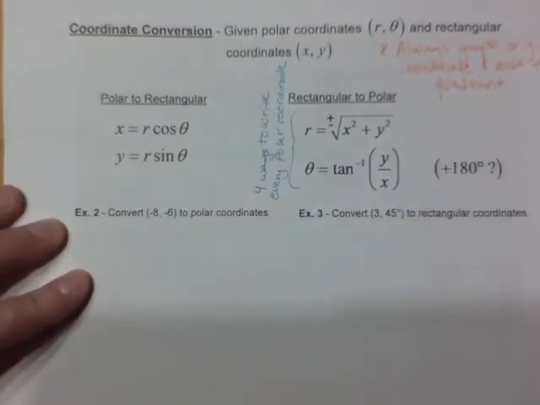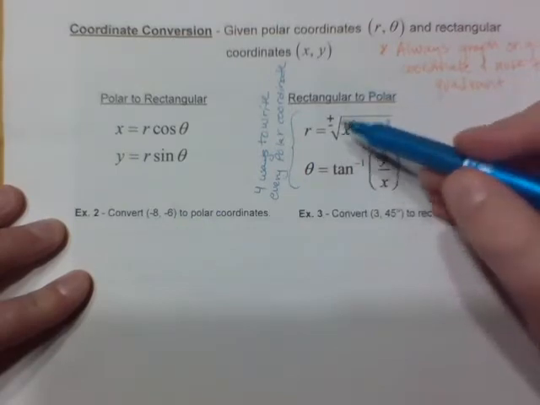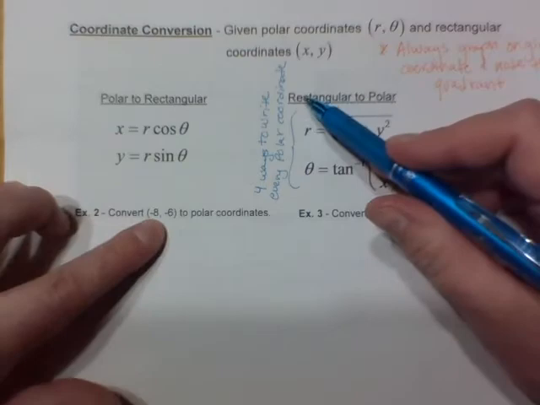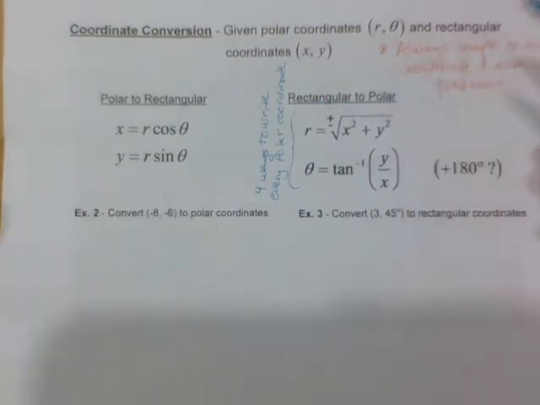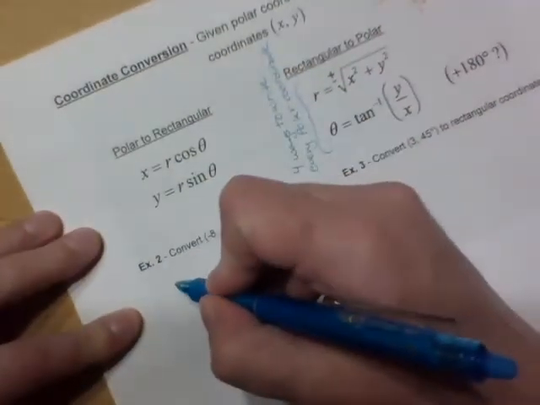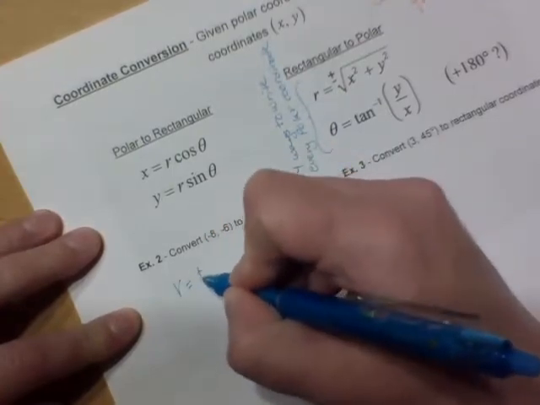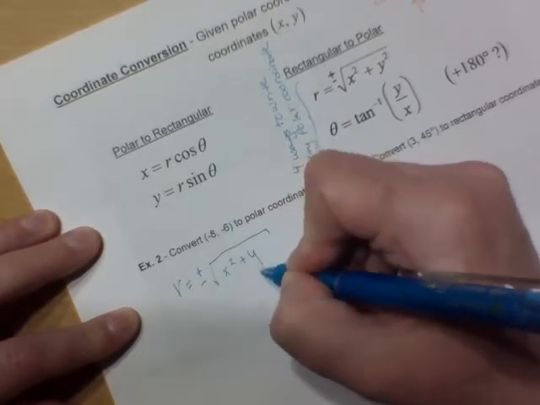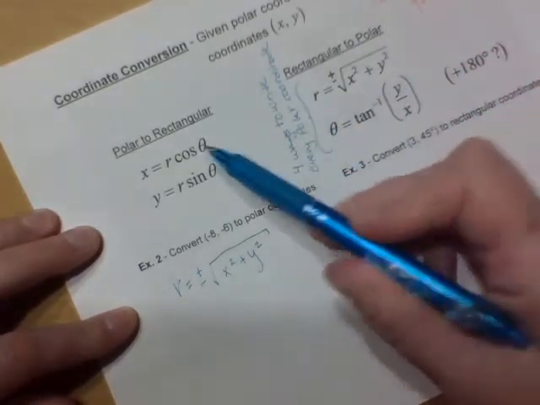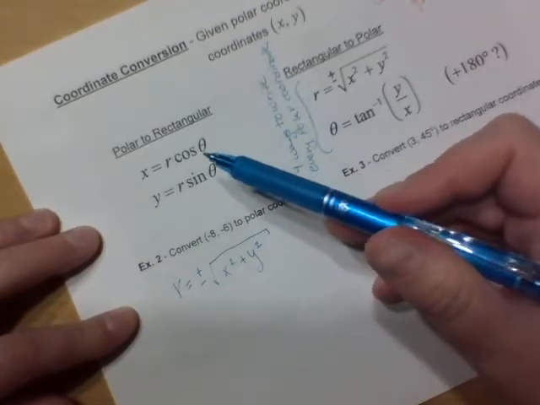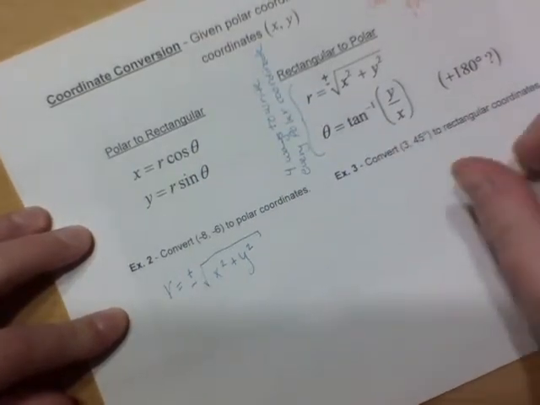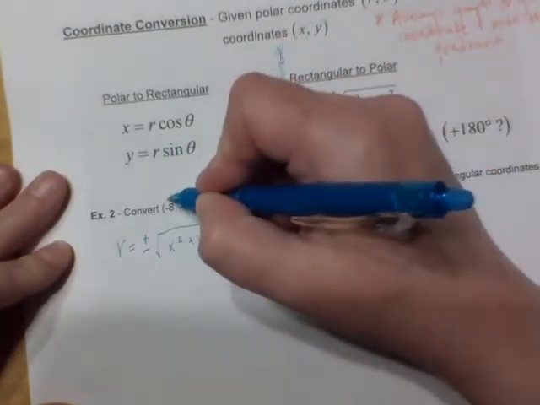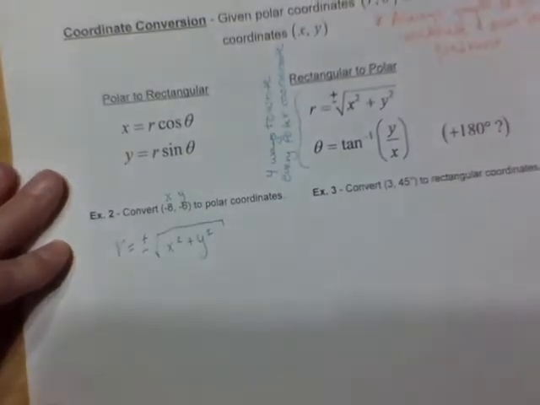So again, we are given an x and a y, and we are trying to convert it into polar coordinates. So again, we have rectangular, and we're trying to make it into a polar coordinate. In order to get your r value, you're going to take the plus or minus of the square root of x squared plus y squared. And these equations will be given to you in your equation sheet for chapter 6. So it's all good. So I need to plug in my x of -8 and my y of -6.